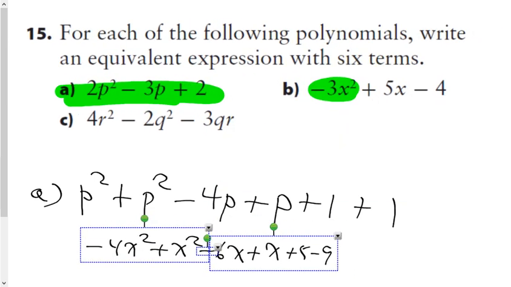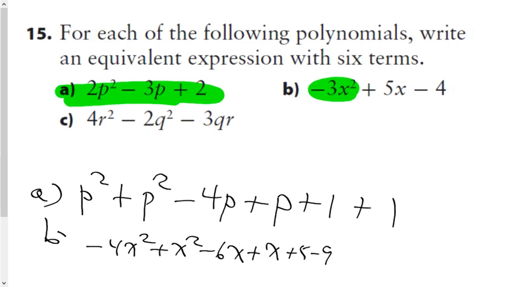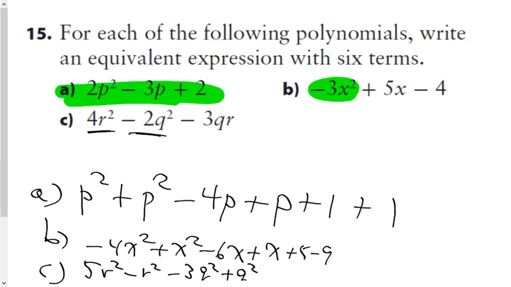B. And finally, for C, 4r squared will make 5r squared minus r squared. That would be equivalent to that term. Minus 3q squared plus q squared would be negative 2q squared. And finally, minus 4qr plus 1qr. Those would be potential answers to equate that, but there are infinite possibilities.